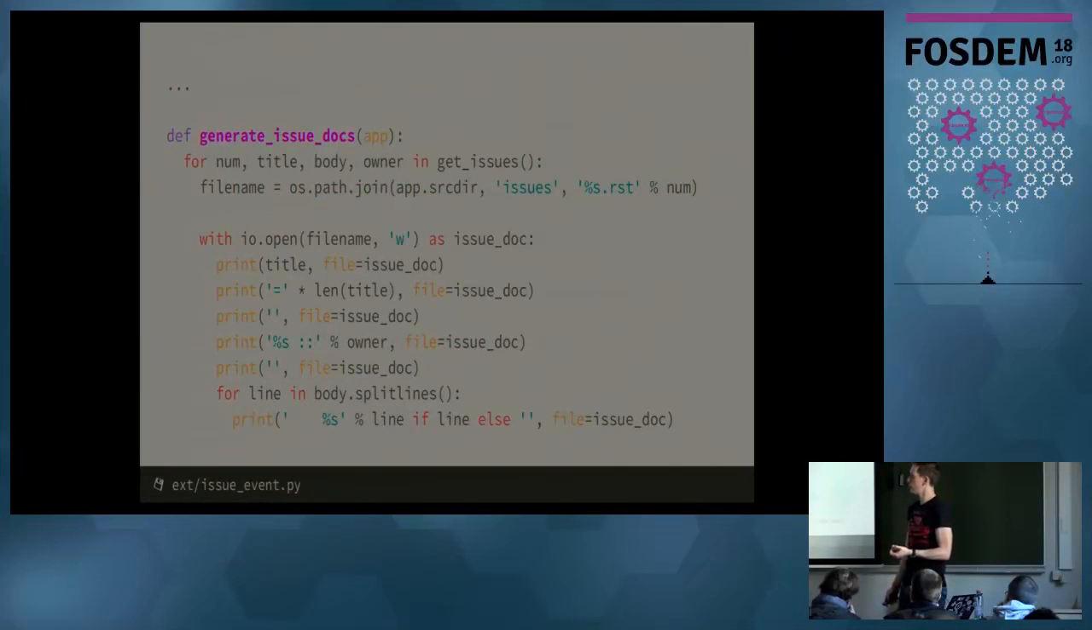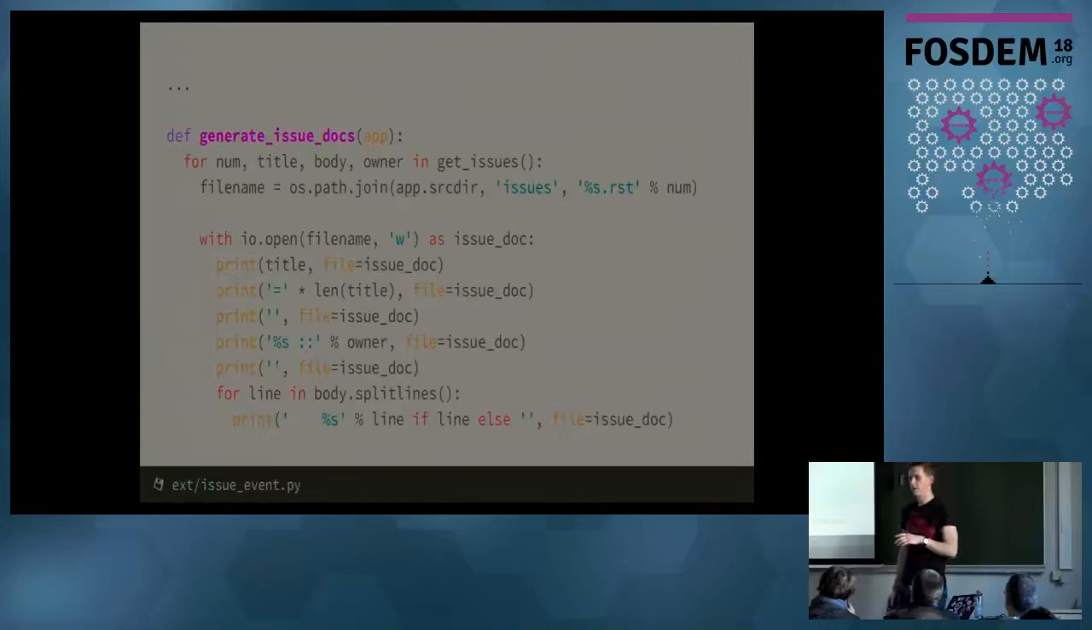And then when we have all that information, we're just going to create a restructured text document within this issue subdirectory, which goes within my source directory through my documentation. And for each of those files, we're going to do what I did in the previous directive, and I'm just going to manually write a restructured text document.